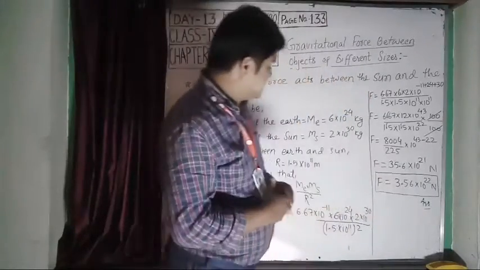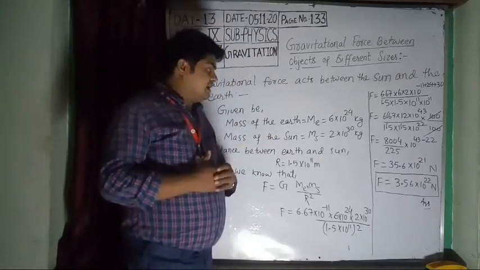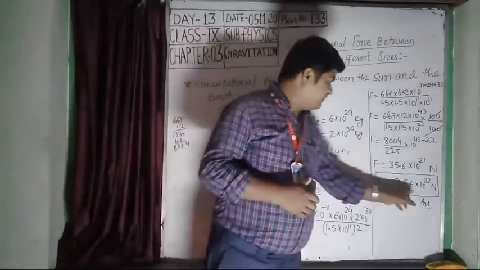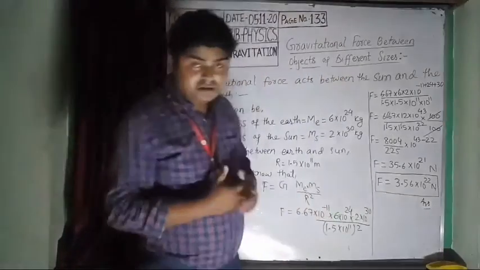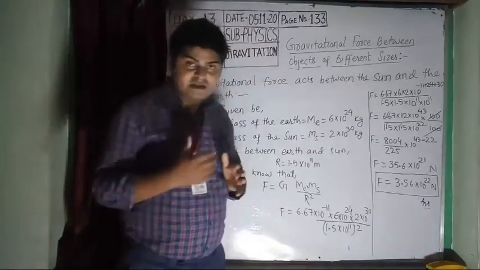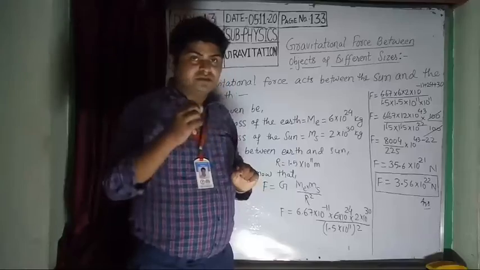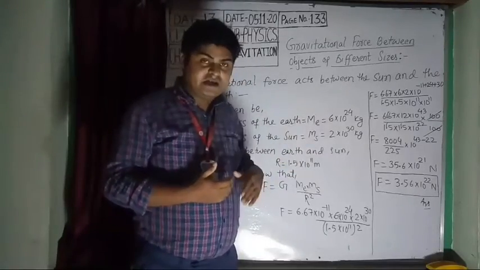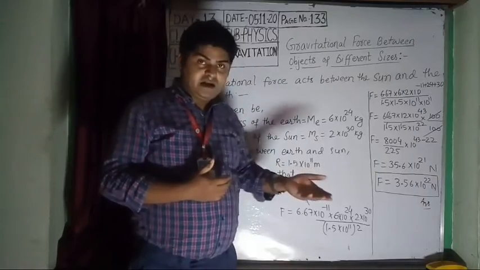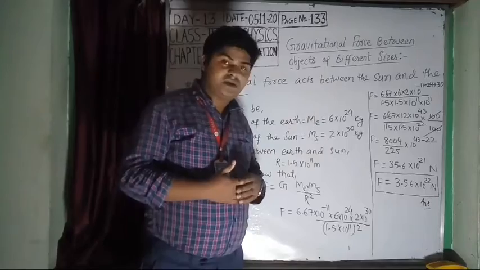That means you can say that the gravitational force acting between the sun and the earth is 3.56 into 10 to the power 22 Newton. You can also say that the earth attracts the sun by 3.56 into 10 to the power 22 Newton, or you can also say that the sun attracts the earth by 3.56 into 10 to the power 22 Newton also.